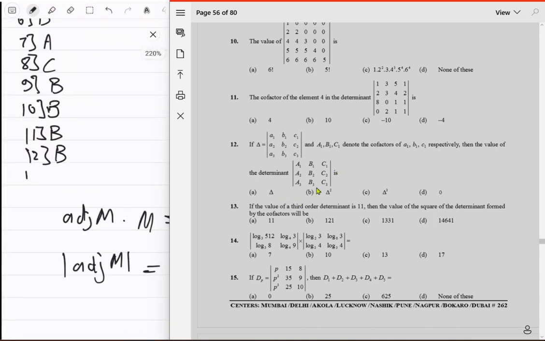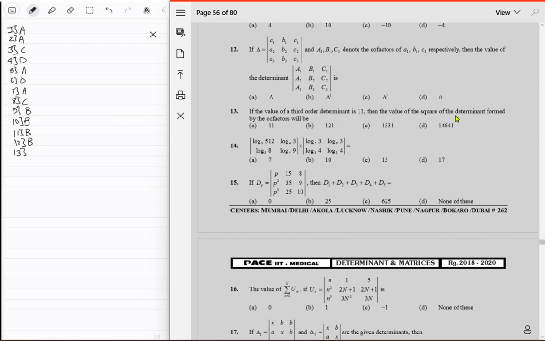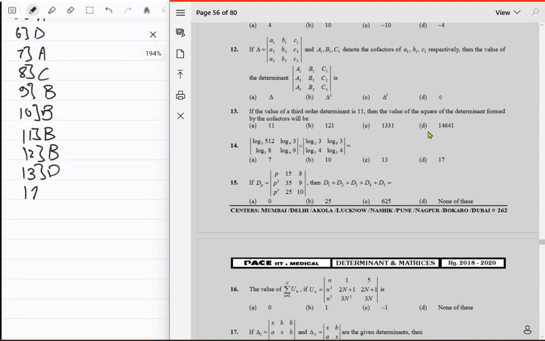Next question, 13. If the value of the third order determinant is 11, then the value of the square of the determinant formed by the cofactors will be... a third order determinant that has the value 11. Okay, then the value of the square of the determinant formed by cofactors. Oh, okay, fine, just adjoint. Right, this is the determinant of this initial matrix power of 4, of course, because the adjoint or the cofactor matrix has determinant equal to determinant of M power 2. So now that thing squared is determinant of M power 4, which is 14641. Yeah, if you know your binomial theorem correctly, you get why that's the thing.